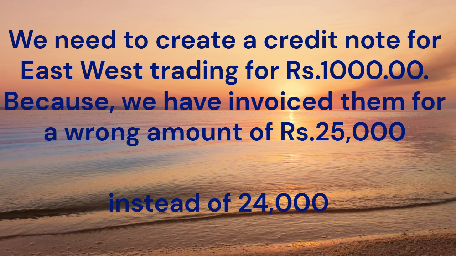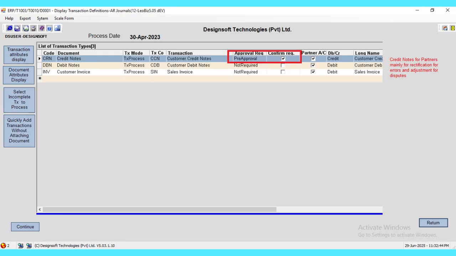Let us take another transaction. We need to create a credit note for East-West trading for 1000 rupees, because we have invoiced them for a wrong amount of 25,000 rupees instead of 24,000. Note that a credit note requires approval by another person for appropriateness of the credit note and confirmation for correctness of the entry.